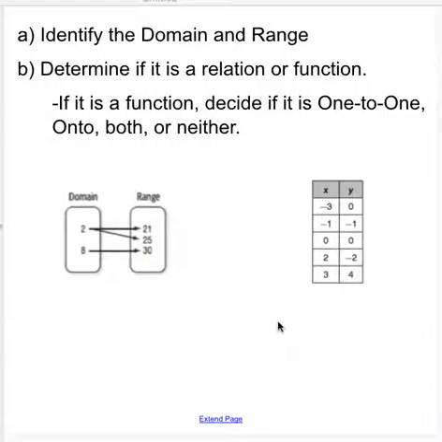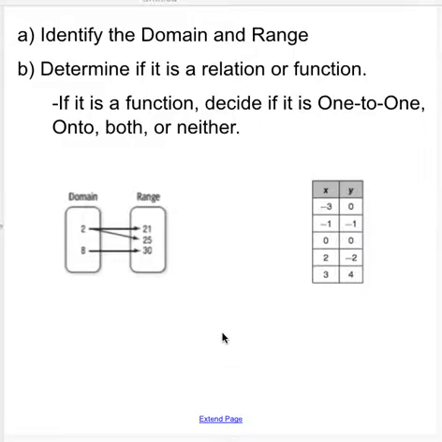Hi friends, so this video is just going to be a couple of worked examples. I'm actually going to ask that you start by pausing this video and trying these two problems to identify the domain and range and determine if it's a relation or a function, and decide if it's one-to-one or onto or both or neither. And then press play when you're ready and we'll see if we were thinking the same thing.